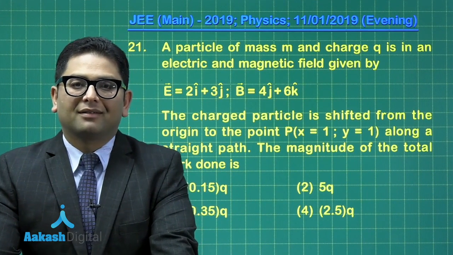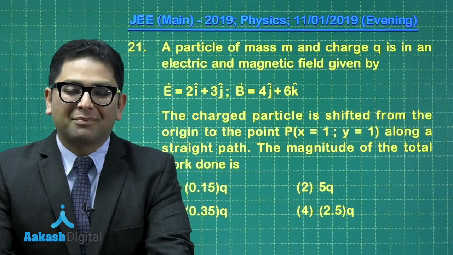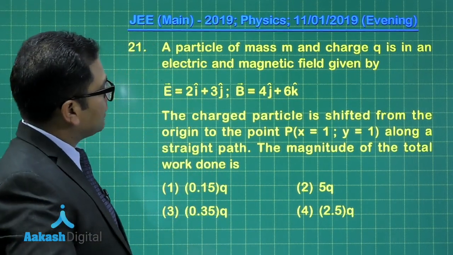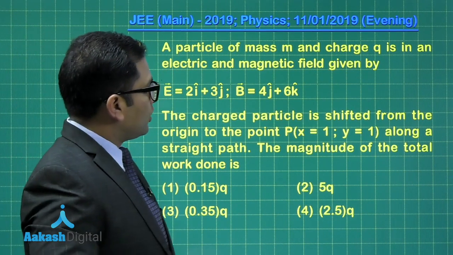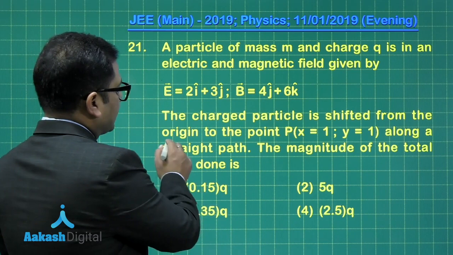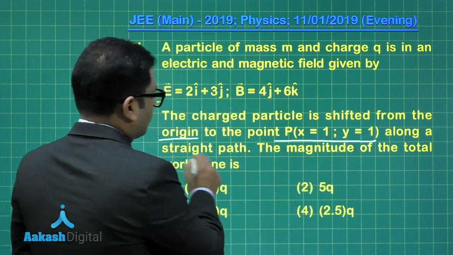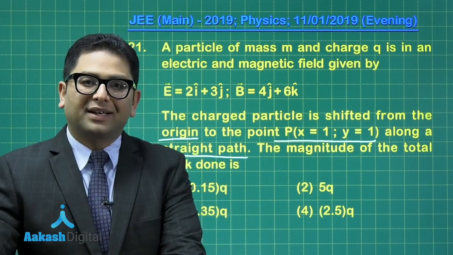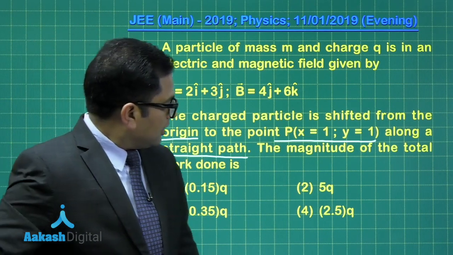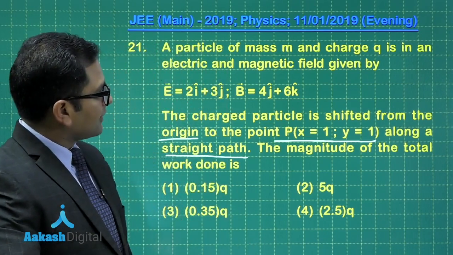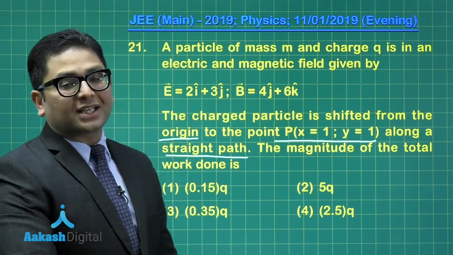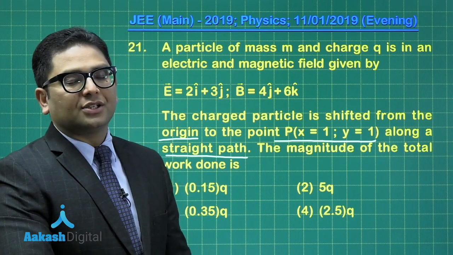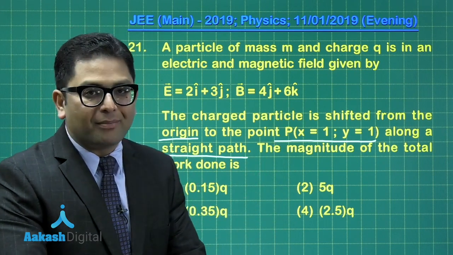Question number 21, a question related to a mixture of electric and magnetic fields. The electric field is 2i plus 3j, the magnetic field is 4j plus 6k, and a charge Q is shifted from the origin to this given point along a straight path. The magnitude of the total work done is to be calculated. Now see, first of all we know that magnetic force does no work, and when it comes to electric force, it does work, but it's path independent. So it's up to you what sort of straight line you imagine.